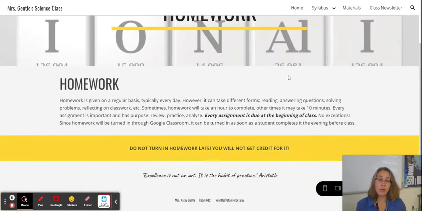Homework's pretty much every day, but sometimes they're very small assignments. They might be able to finish it in the last 10 minutes of class, or some are longer assignments and it might take them an hour or more after school. So every assignment is important, and every assignment should get done before they come back to class the next day. And everything will also be posted on Google Classroom. I keep that up to date.